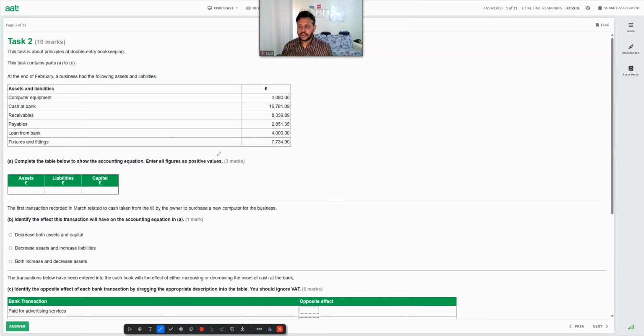All right, so anyway, take a look at this one. You need to find out which one is an asset and which one is a liability. So computer equipment is an asset, so mark A. Cash at bank is an asset.